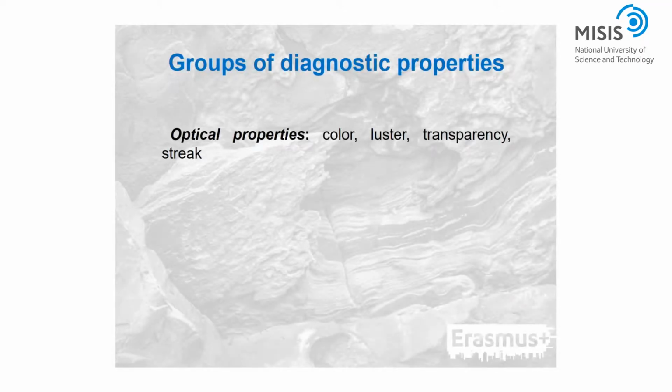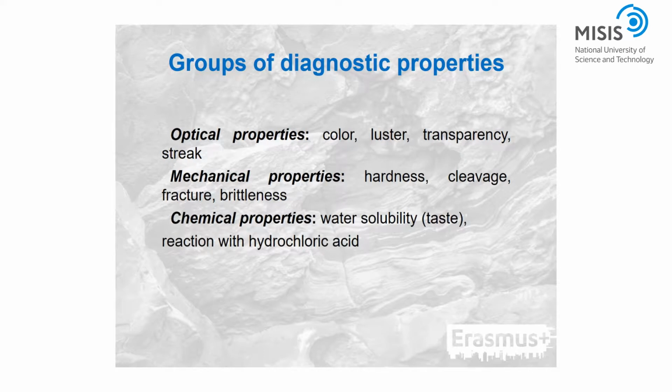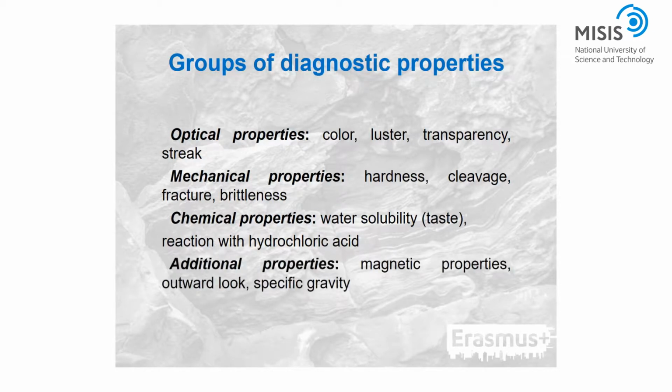The groups of diagnostic properties are the next ones: optical properties: color, luster, transparency, streak; mechanical properties: hardness, cleavage, fracture, brittleness; chemical properties: water solubility or taste, and reaction with hydrochloric acid; additional properties: magnetic properties, specific gravity. In detail, the properties of each group will be discussed later.